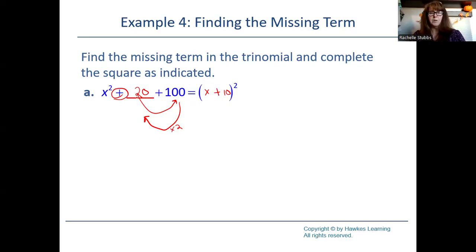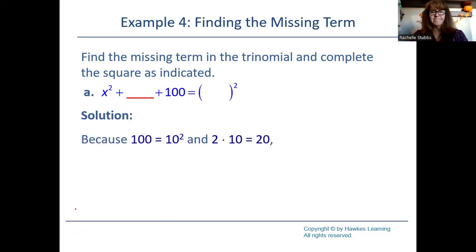Okay, so remember when we know this and we're trying to find this, we multiply by a half. When we know this and we're trying to find out the other part, we multiply by 2. So there we have it.